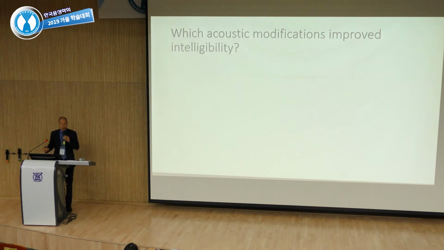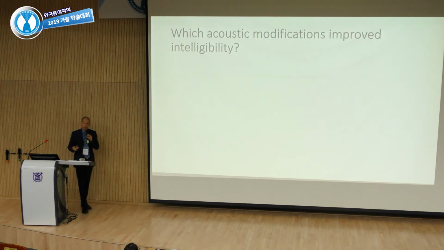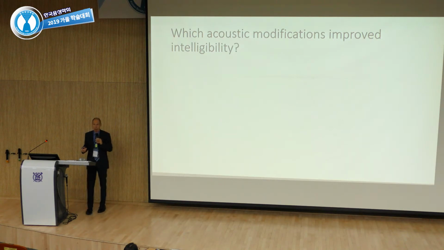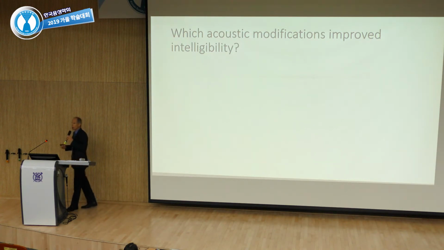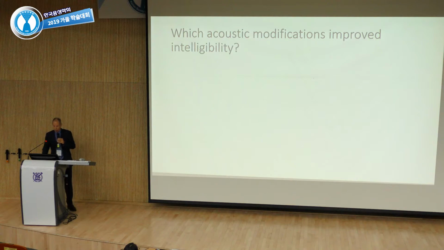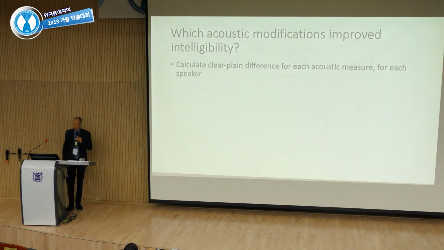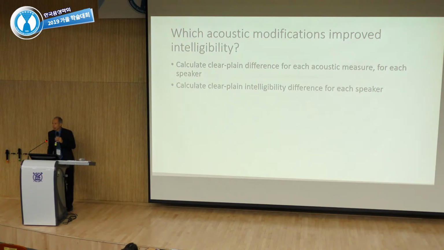Okay, then the question is, of course, now that we've established that these clear fricatives are more intelligible, what is it in the acoustic signal that leads to that greater intelligibility? Okay, and there what we did was we calculated the clear-plain difference for each acoustic measure for each speaker. Then we calculated the clear-plain intelligibility difference for each speaker, and then we correlated the two.